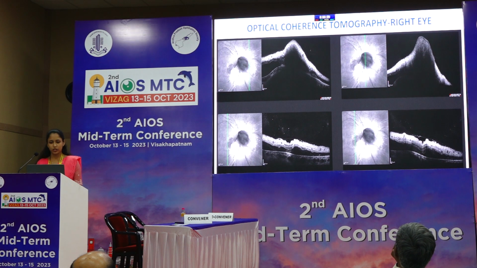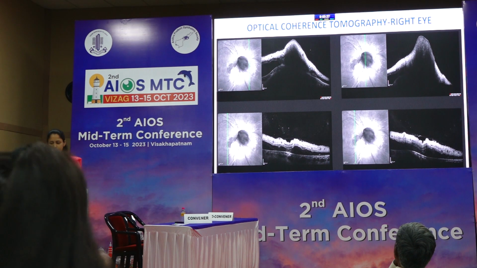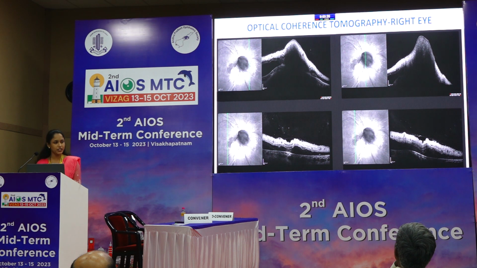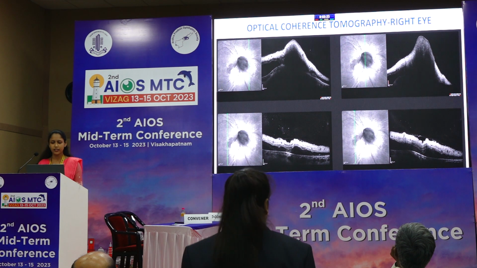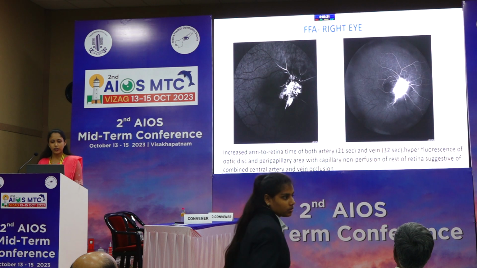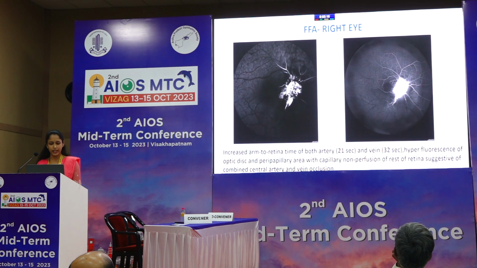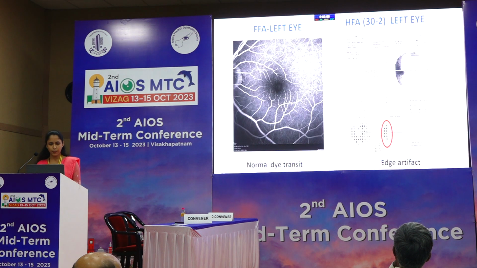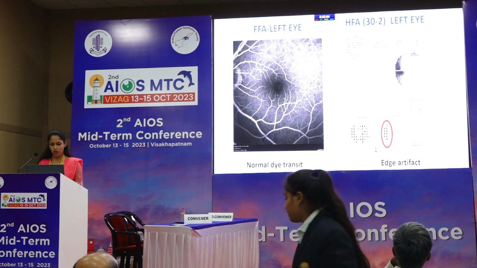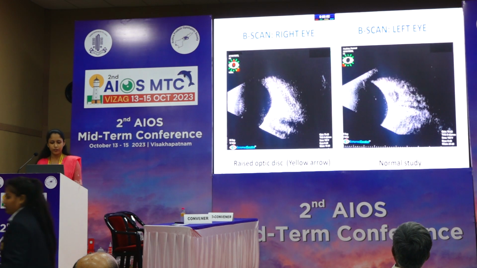On optical coherence tomography of the right eye, there is a lobulated mass at the optic disc with elevation, hyperreflectivity of the retinal layers, and serous detachment. On fundus fluorescein angiography of the right eye, there is increased arm-to-retina time of both artery and vein, and hyperfluorescence of the optic disc and peripapillary area with capillary non-perfusion of the rest of the retina, suggestive of combined vascular occlusion. FFA of the left eye showed normal dye transit, and B scan of the right eye showed a raised optic disc.